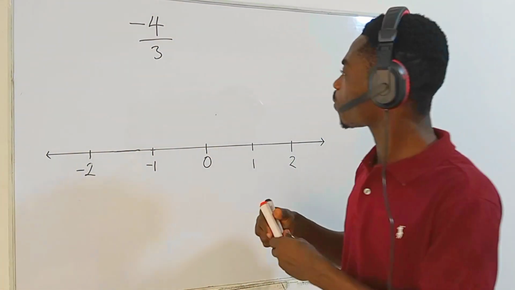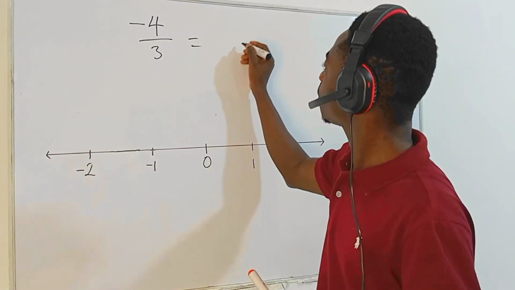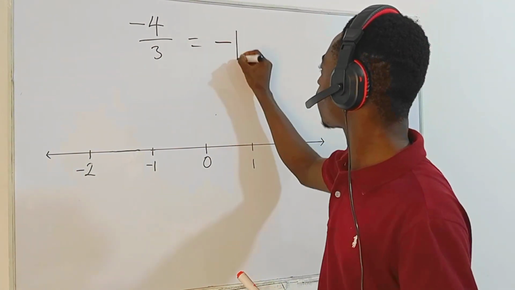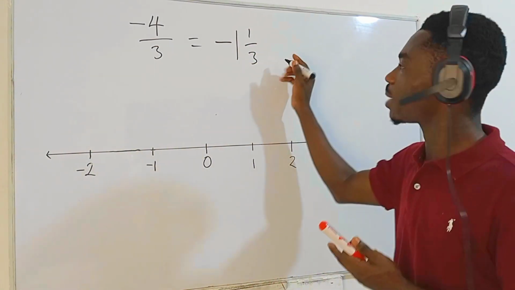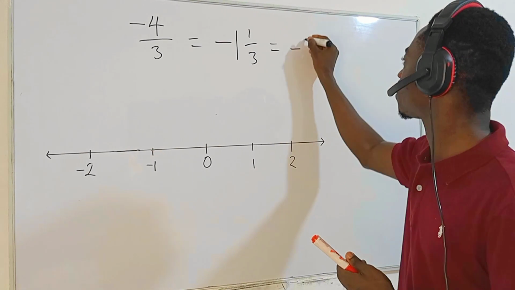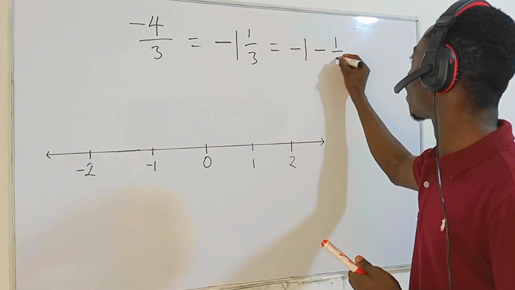Now let's look at how we can represent this negative 4 over 3 on the number line. So first of all, we write this as a mixed fraction, which is obviously going to be negative 1 whole number 1 over 3. And we can actually split this way. It's going to be negative 1, then minus 1 over 3.